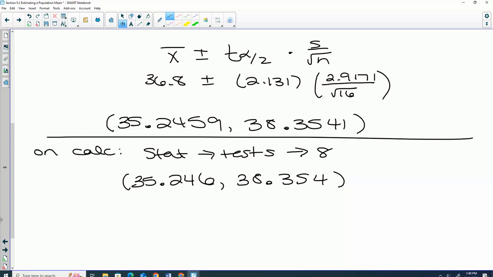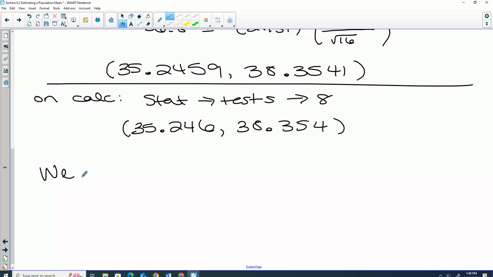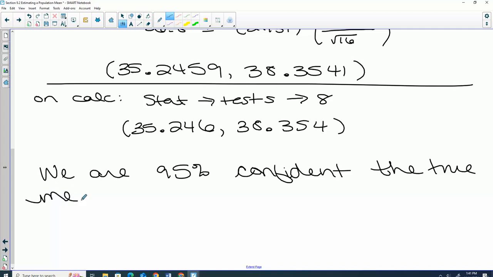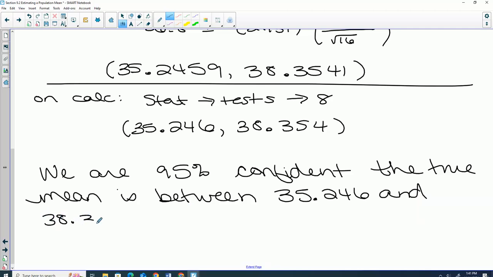All right. I think I said interpret on this question. So it means 95% confident the true mean, or the population mean, is between these values. Any questions there?